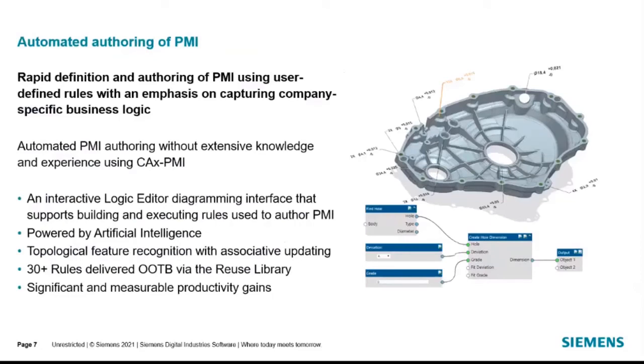With NX model-based definition, we're introducing automated authoring based on user-defined rules. The solution delivers over 30 out-of-the-box rules that can be used to perform common authoring operations such as applying a default tolerance, specifying multiple datums, creating size and locating dimensions, and many more. The solution also includes an interactive logic editor task environment that allows you to create and execute company-specific rules.